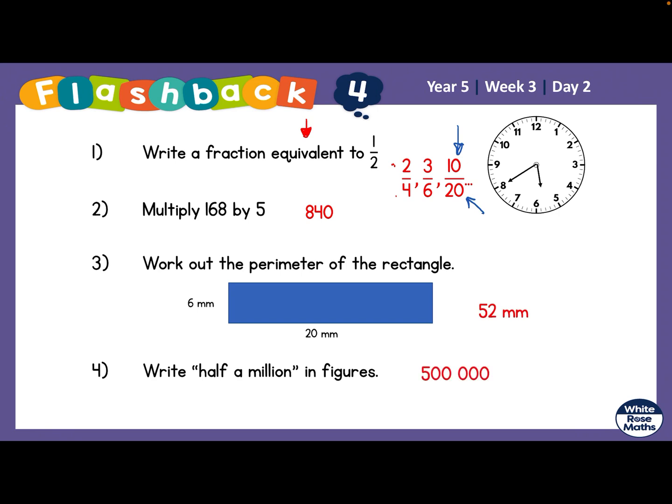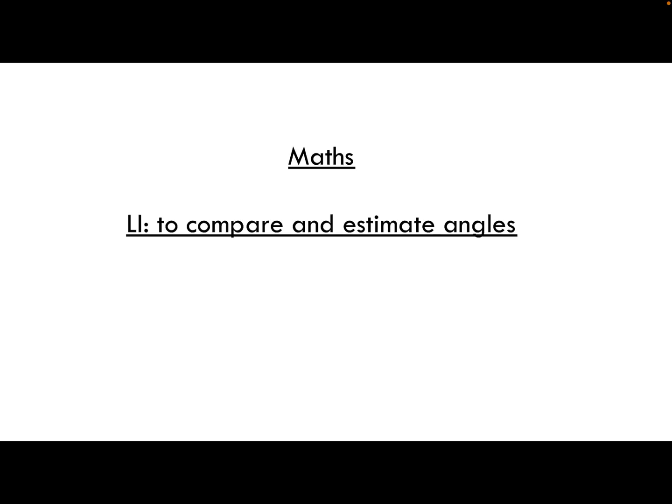There we go. 500,000 in figures is 500,000, so a 5 followed by 5 zeros. Well done if you got those. So moving on to our lesson.